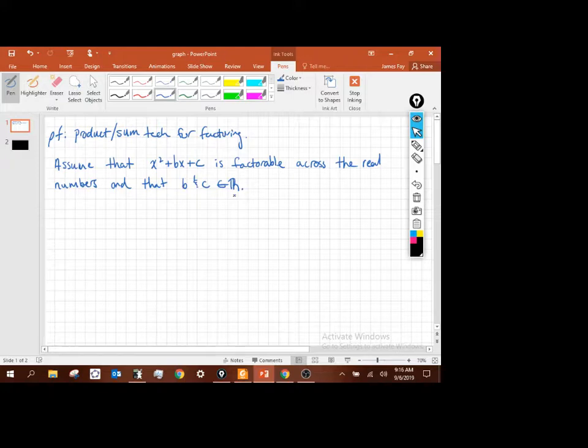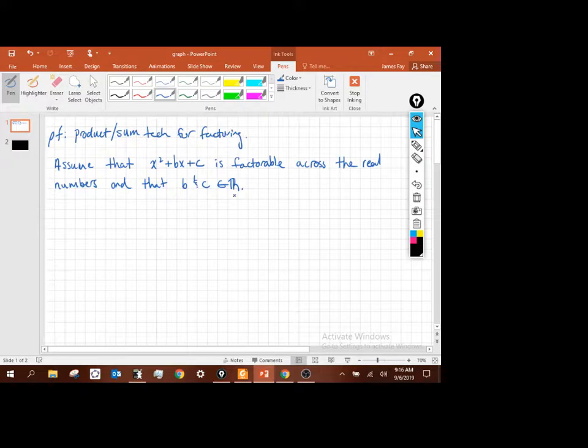So all I'm saying there is I've got this quadratic, okay, or we got this trinomial, and I know it's factorable, okay? And basically when I say it's factorable across the real numbers, all I'm saying is that when I'm done, these factors are going to be real numbers, okay? And I know that b and c were also real numbers, okay? So basically I'm just eliminating any potential for i to show up in any of this stuff, okay?